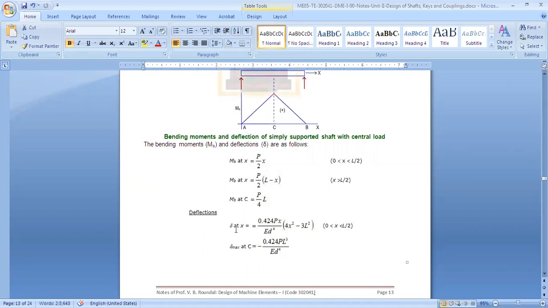If we know these things, we can find the deflection, right? And the maximum of this deflection will be when x is at L by 2, half distance. So if we put x equal to L by 2, we'll get the maximum deflection 0.424 PL cube upon ED raised to 4. So this is the maximum deflection.